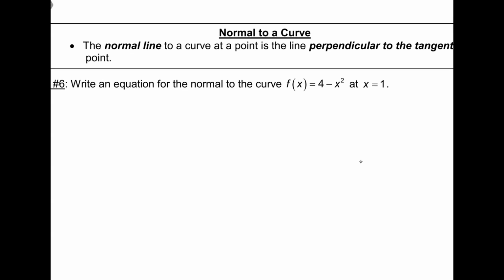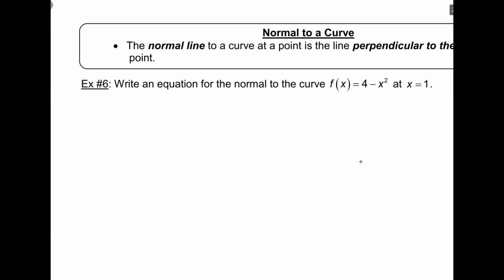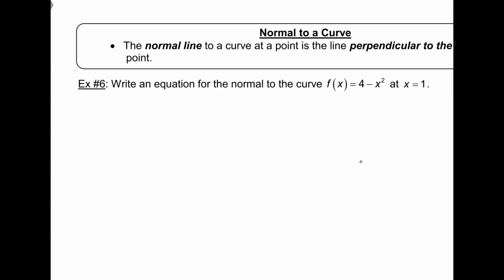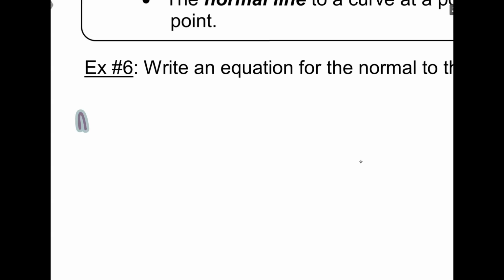So I have this one function. I want to find it at x equals 1. First, we have to find the slope of the tangent line. So I need to zoom in a little more. So I have m is equal to the limit as h approaches 0.